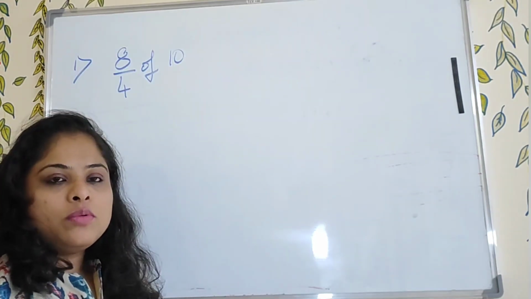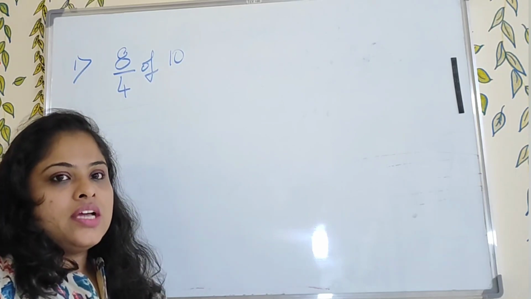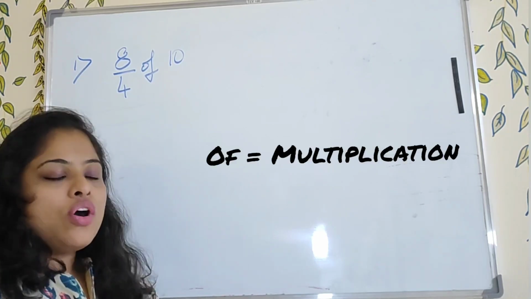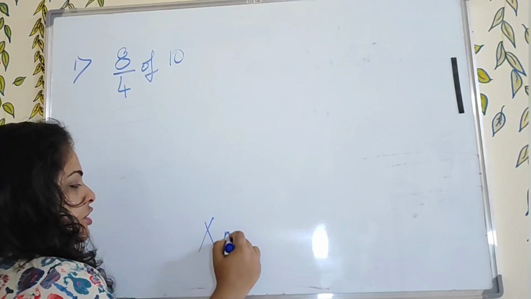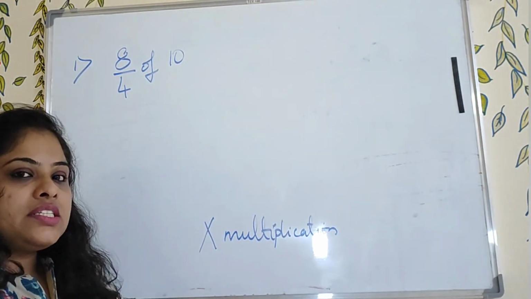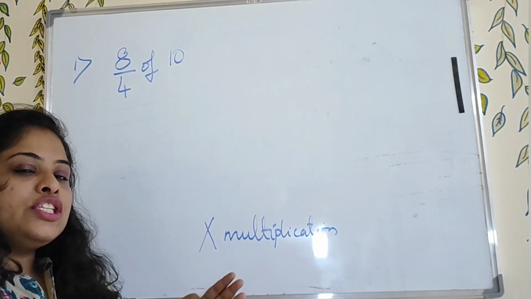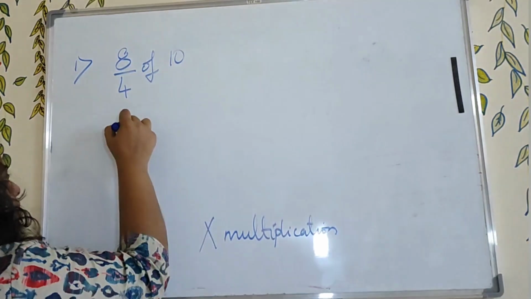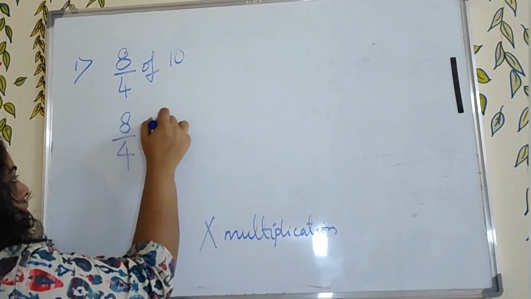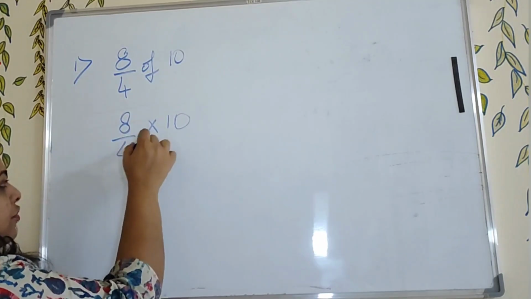Here we have a problem: 8 by 4 of 10. What is this "of" in this fraction? Of means multiplication. So it simply states that it is 8 by 4 into 10. So 8 by 4 into 10.